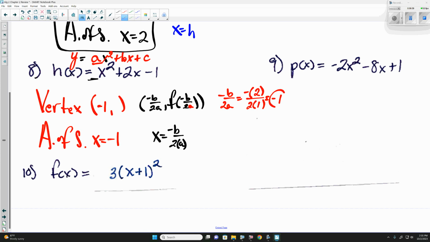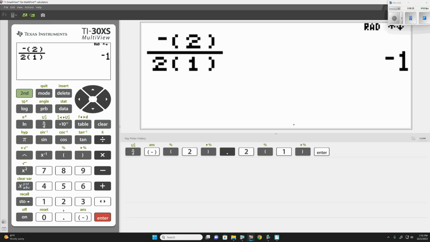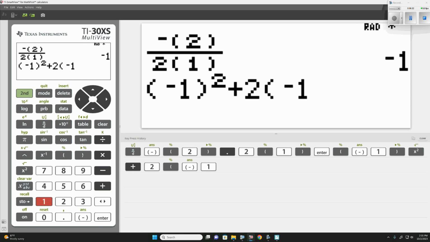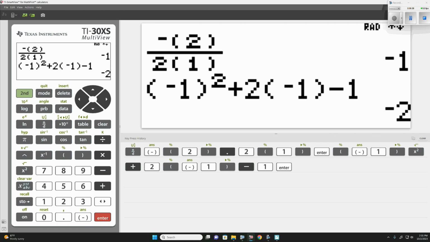Now to find the other part, our f of -b over 2a, all that's saying is that we're plugging -1 back in for every x. So x squared would be -1 squared plus 2 times -1 minus 1. So in the calculator, (-1) squared plus 2 times -1 minus 1. And we can hit enter.